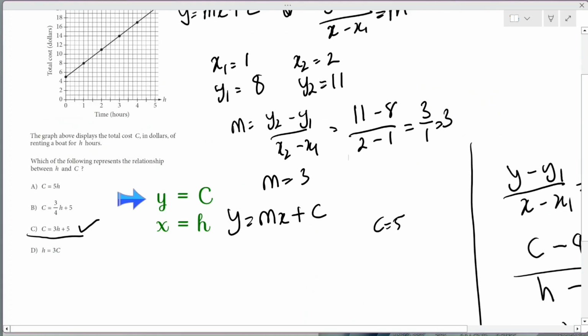Since y is c, you change this to c equals m, which is your gradient, 3. You have 3, and x in this case is h. Change it to h plus c, where the line hits the y-axis, which is 5. So plus 5. So we see that using this second method, it's faster if you understand what to do. And the answer is still the same as using the previous method, which is c equals 3h plus 5.